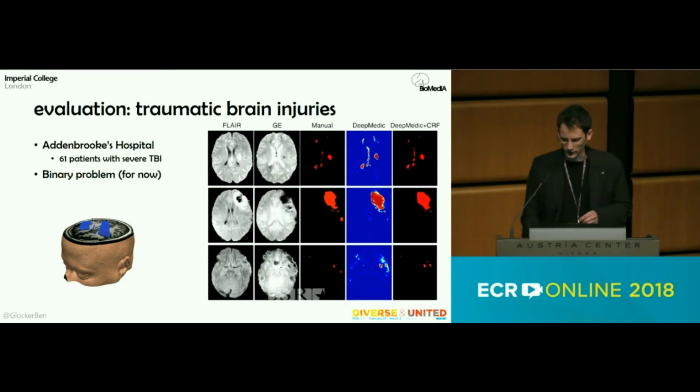The important thing here to note is that the system is able to not only detect larger regions, which are easy to spot and delineate manually, but also very fine and small details at the same time. And that's really important. In particular in TBI, you often have microbleeds, which are, as I learned, very important prognostic markers about patient outcome and recovery.